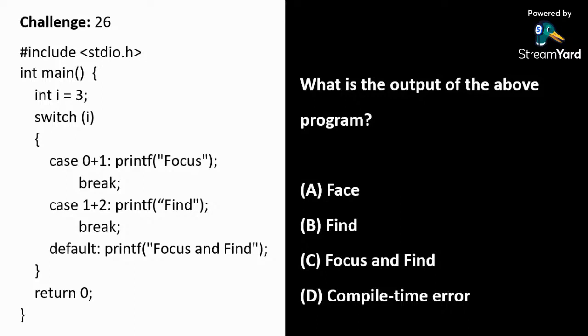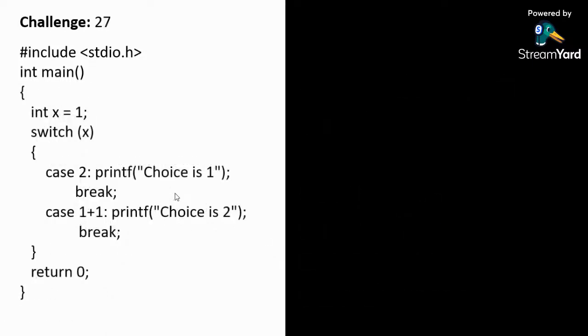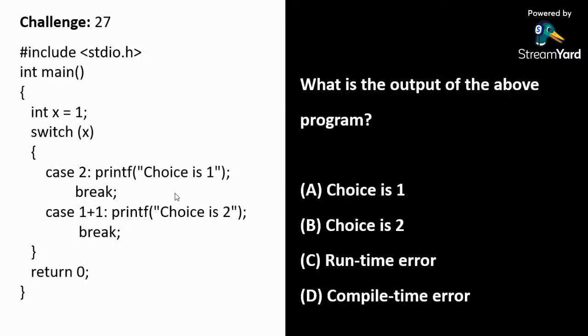Okay, so what is basically happening here is int value is 3, then I'm using a switch. So case: this is 0 plus 1, this is 1 plus 2. So 0 plus 1 is 1, break. This is 1 plus 2, that is 3. So automatically it will print fine, because the value that I'm passing through the switch is 3. And there is a break, so default will not get executed. What about this one? What is the output here?